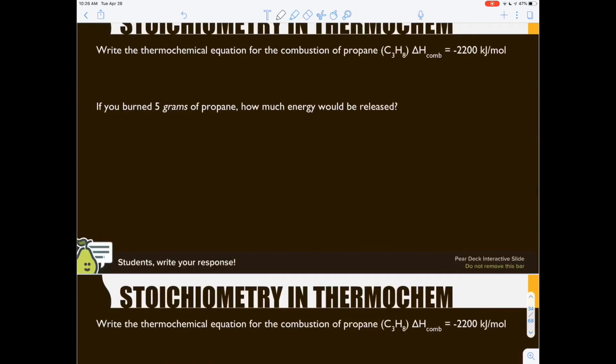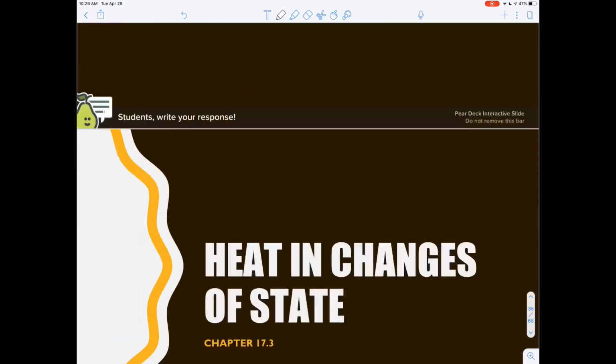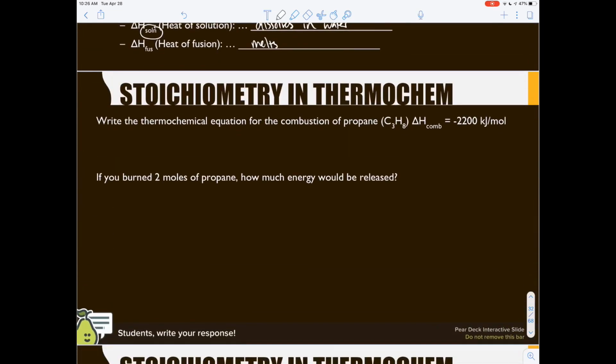Okay, a couple practice problems. Write the thermochemical equation for the combustion of propane. Okay, and this is the heat of combustion for propane. Okay, we are going to do states of matter, why not? Combustion, what's the other reactant? Oxygen. Okay, Trevor, what are the products? Good, CO2, H2O. Liquid or gas is fine.